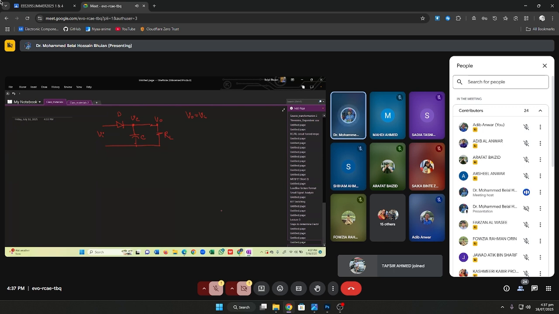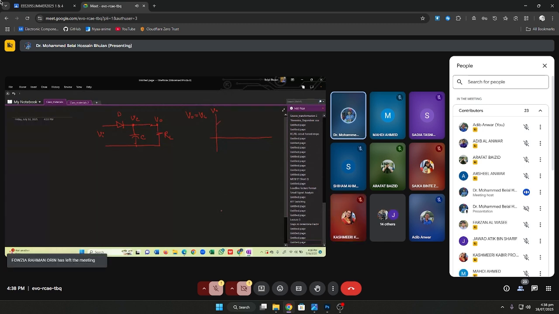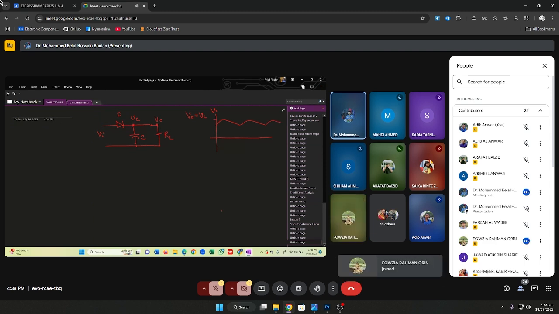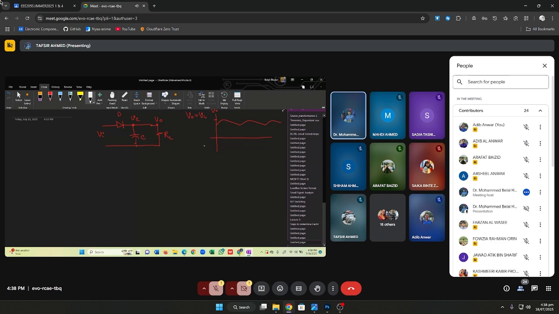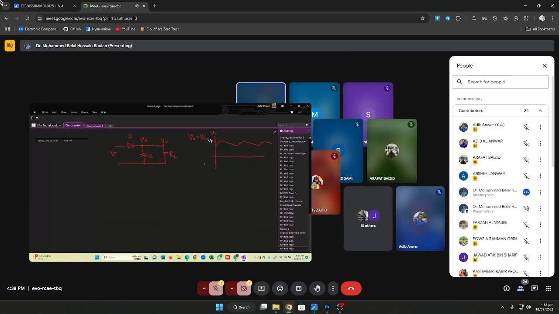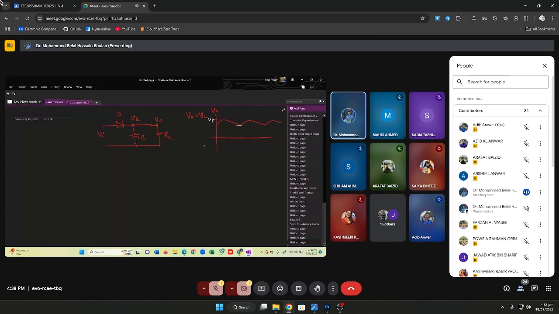So from there we know the output looks like this. For a half wave rectifier with filter capacitor, V naught or VC should look like this. This is what the output looks like, where there is a maximum voltage which is VP, and then we have a minimum voltage, and the difference between maximum and minimum is our VR.